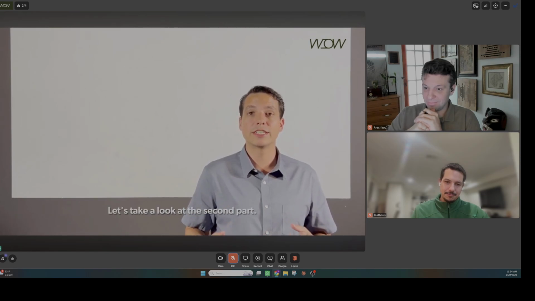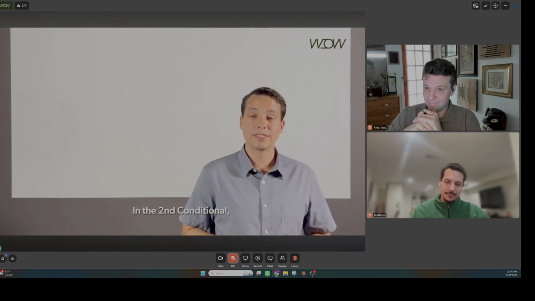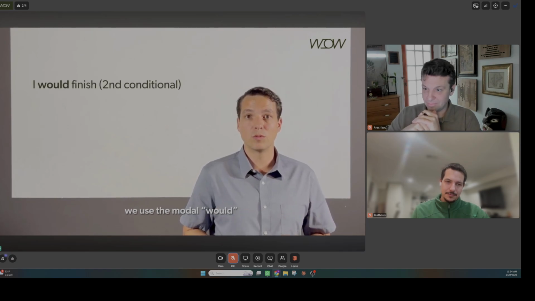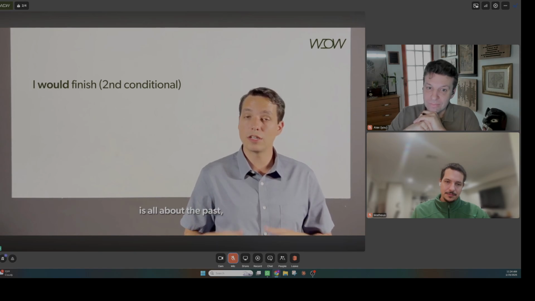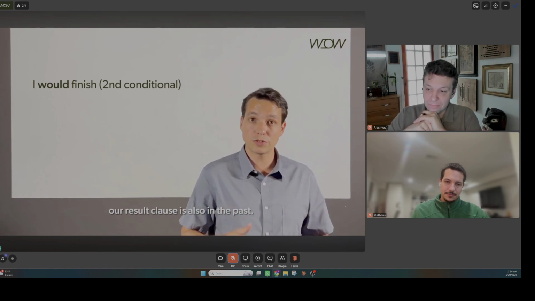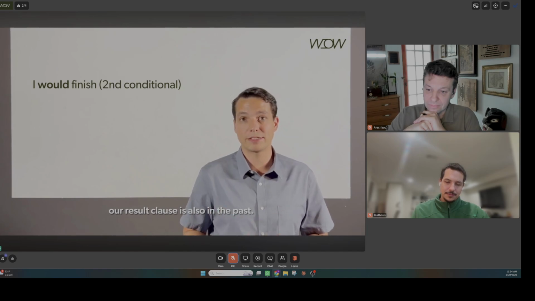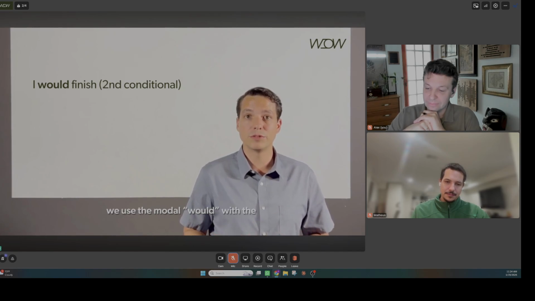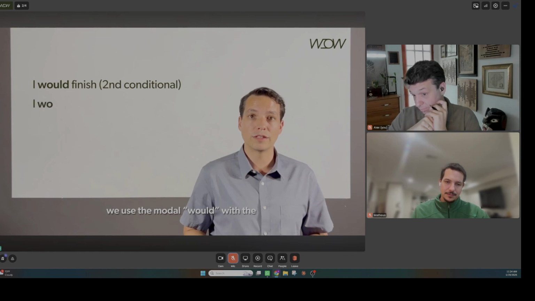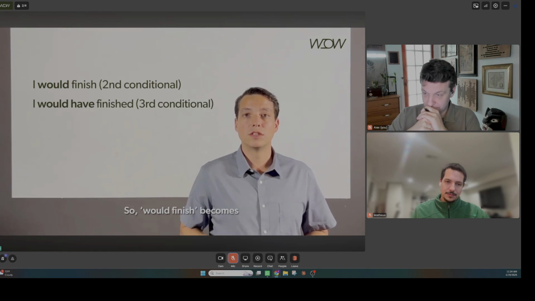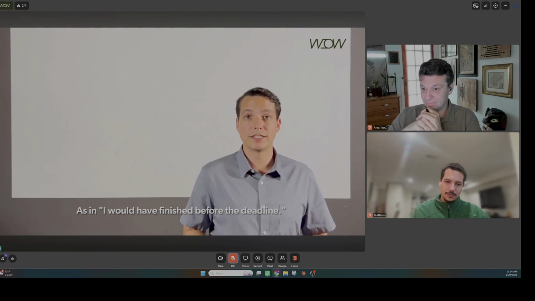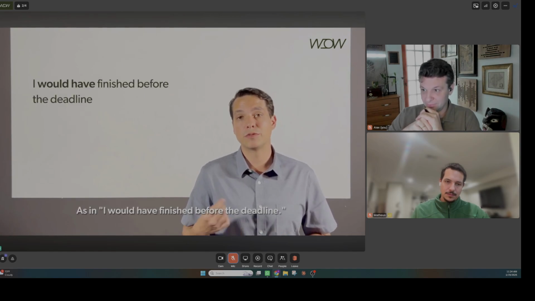Let's take a look at the second part. In the second conditional, we use the modal would with the present tense form of the verb. Now, because the third conditional is all about the past, our result clause is also in the past. And to do this, we use the modal would with the perfect structure, have and past participle. So would finish becomes would have finished, as in I would have finished before the deadline.